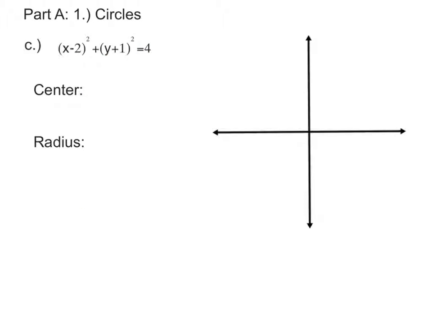x minus 2 squared plus y plus 1 squared equals 4. The center, coming from the x term and the y term, is going to have an x-coordinate at +2 and -1. The opposites of what we see in there. The radius, that'll come from the 4. r squared is 4, so r is 2. Plot the center at 2, -1.